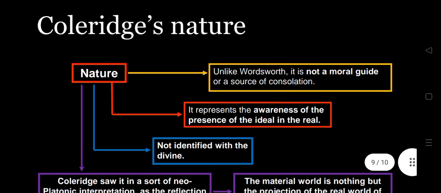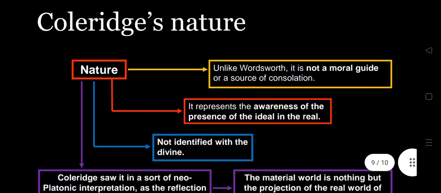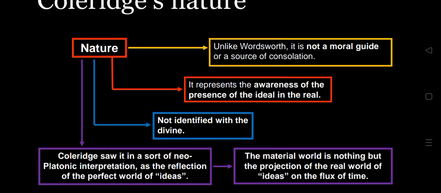Coleridge's treatment of nature is very important, and how it is different from Wordsworth's treatment of nature. You need to understand that. What is Wordsworth's concept of nature? He is more concerned with the outward nature, the mother earth, and our connection with it. And Coleridge focuses on inner nature, our inner nature. Unlike Wordsworth, the outer nature is not a moral guide or source of consolation for Coleridge, but instead he focused on inner nature.